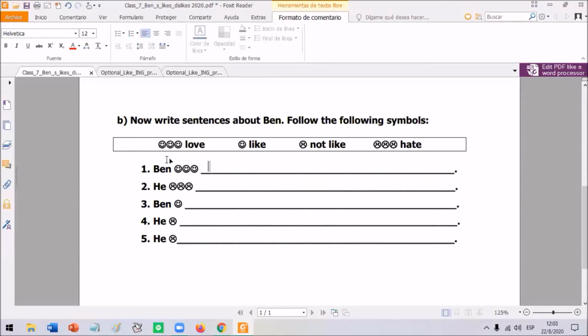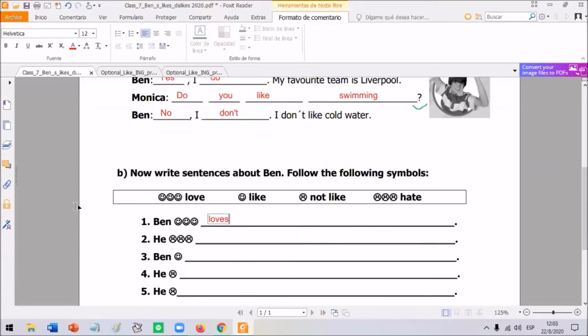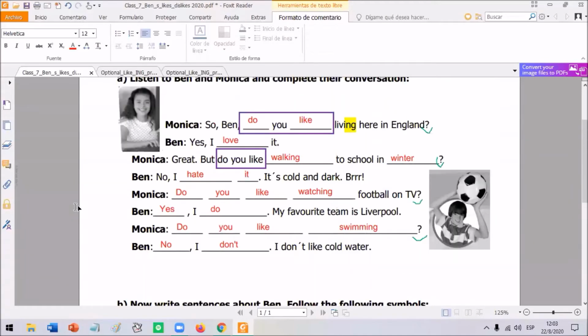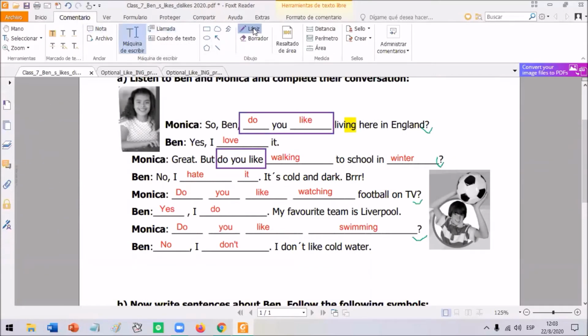Do you remember which one it was? Come on, can you write it on the chat? We say Ben... Okay, yes, we need the S. So we say Ben loves. Okay, but what does he love? Let's see the conversation here. What does Ben love? Can you find it? Where is it? Try to find the word love.